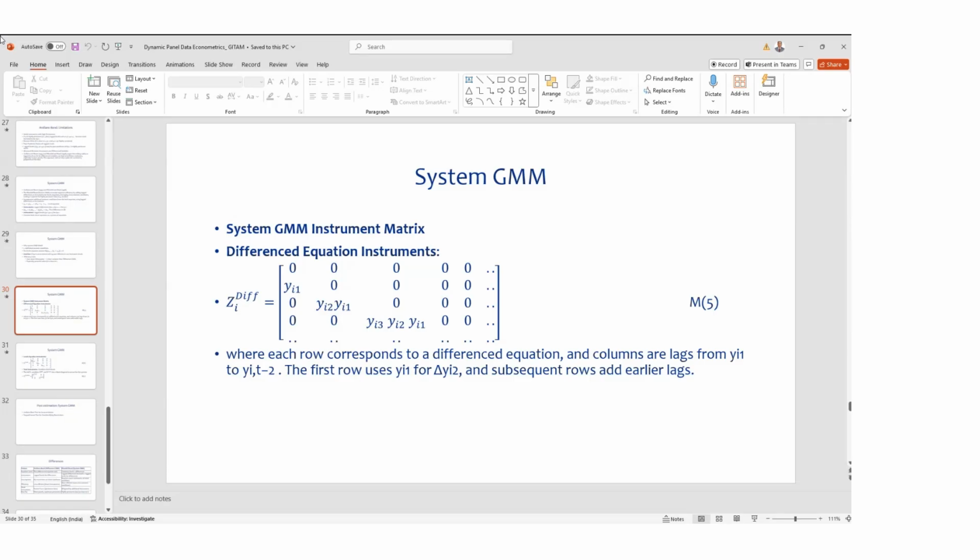I will start the story saying that we have a dynamic model. Our OLS estimates and the FE transformation don't help us because the estimates are going to be biased and inconsistent. What do you do?